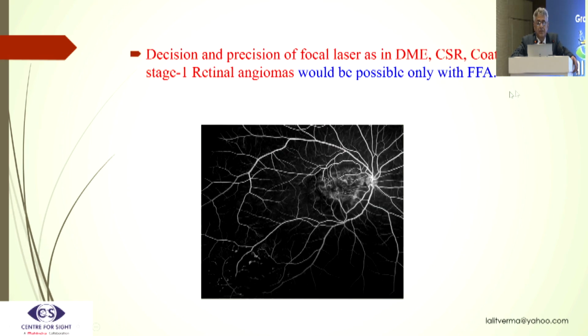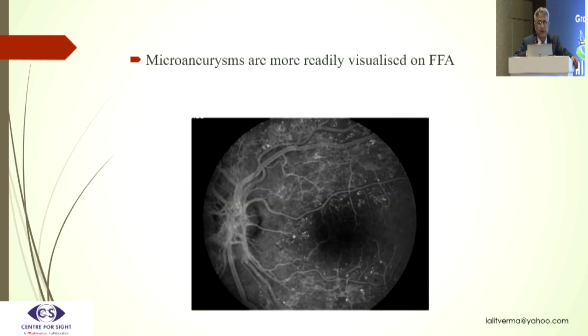Then the other thing is decision making. Decision making is very difficult on OCTA alone. In a lot of diseases, especially if I have to laser a non-center involving DME or a CSR, I would not depend only on OCTA information. And even in things like Coats disease or retinal artery angiomatosis, or RAM, I would have a frame of FA before I start lasering these patients.